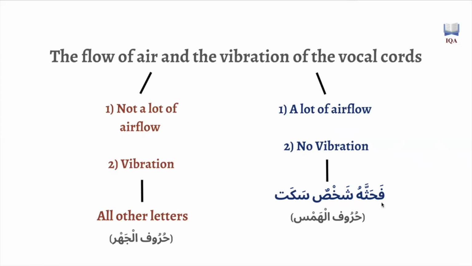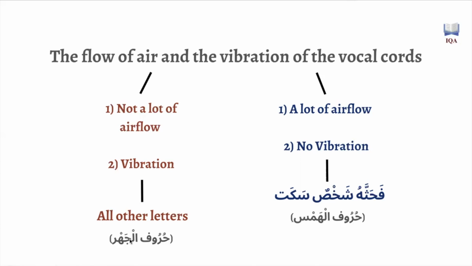So these letters here, فحثه شخص سكت, the fa, the ha, the tha, the ha, and so on and so forth. These letters are called حروف الهمس. So this is one attribute. This attribute number one are the letters that have the attribute of hams. What is the attribute of hams? And these letters here are going to be called حروف الجر.